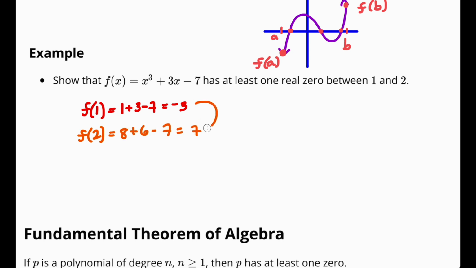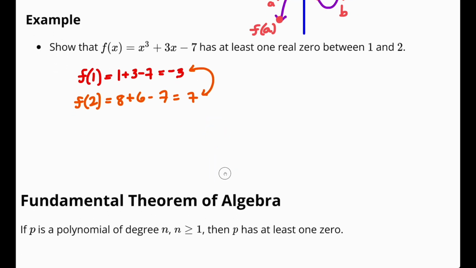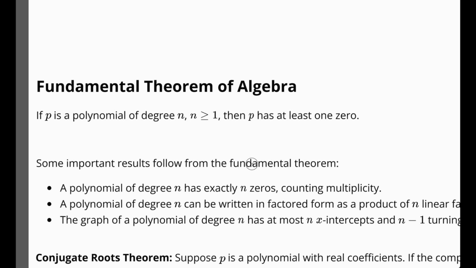So if you notice, it went from negative 3 to 7, so there at least has to be one zero in between because one's negative and one's positive. I basically showed it by doing that right there, and that basically proves that there has to be at least one zero in between. It has to hit that middle value. It doesn't just skip over it.